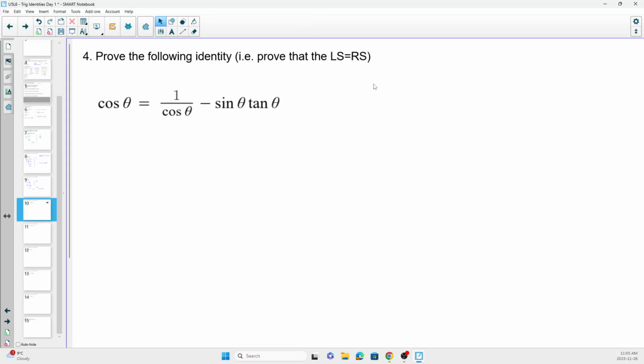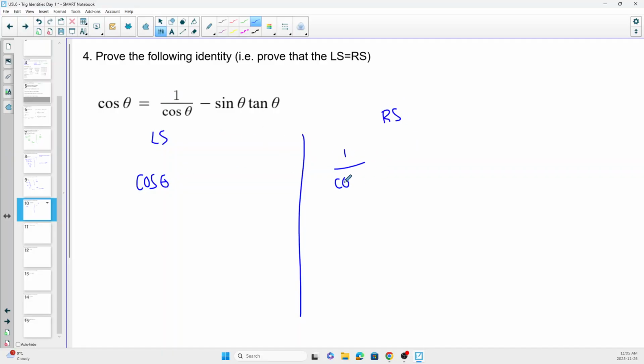Okay, so prove the following identity. Cos theta is equal to 1 over cos theta minus sine theta times tan theta. Remember that we're not always just trying to manipulate the left side. We're trying to manipulate the side that is more difficult. So we're likely just going to leave this left side as cos theta. And on the right hand side, we got to start playing around. So we have 1 over cos theta minus sine theta times tan theta, which is sine theta over cos theta.